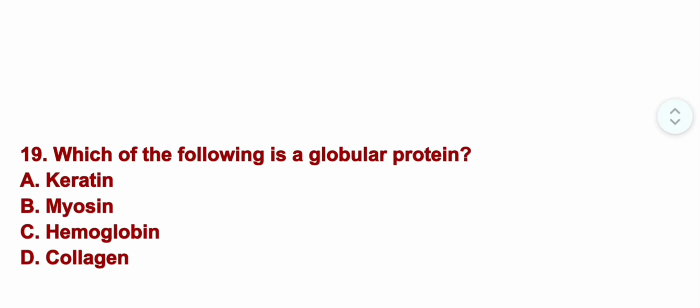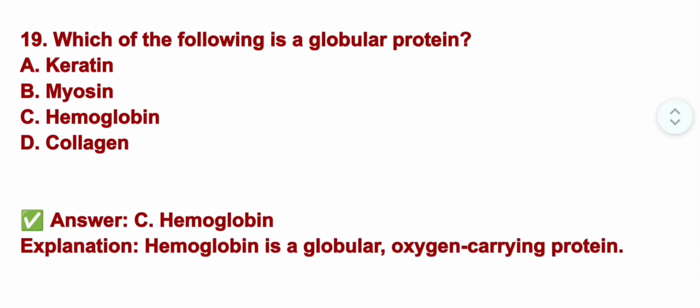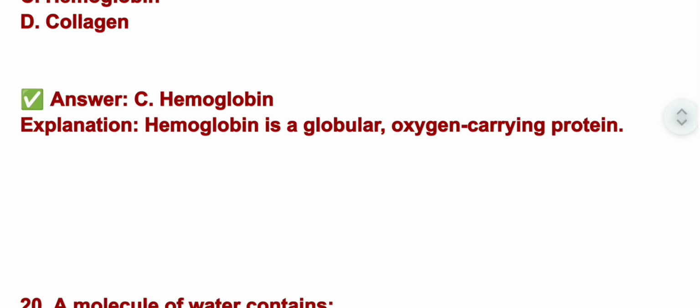Question number 19. Which of the following is a globular protein? The correct option is option C. Hemoglobin. Hemoglobin is a globular oxygen carrying protein.